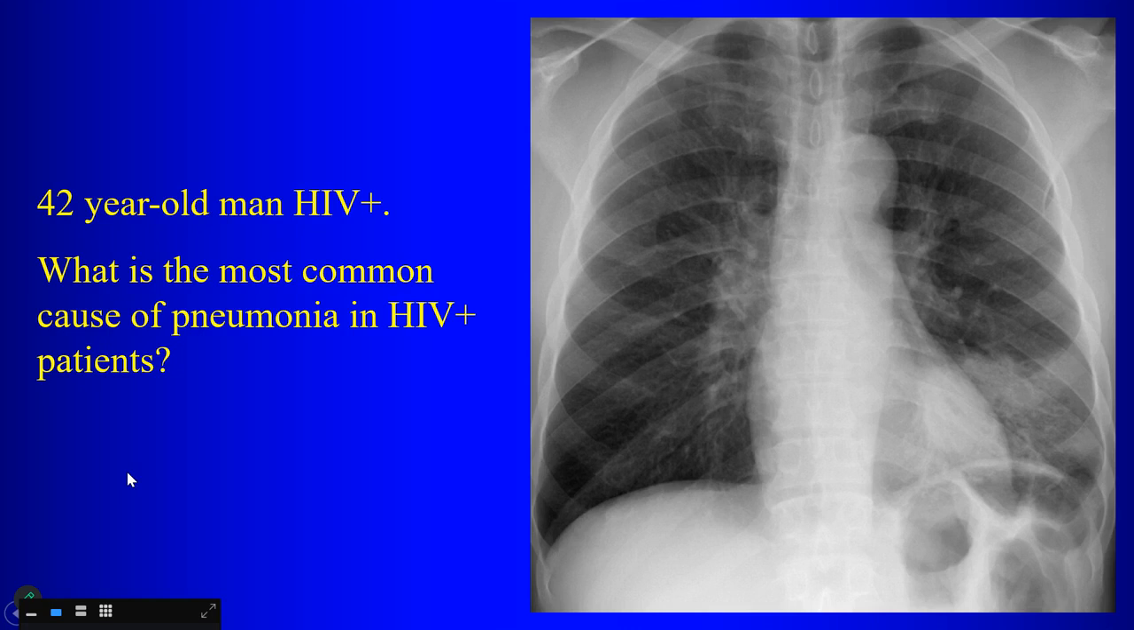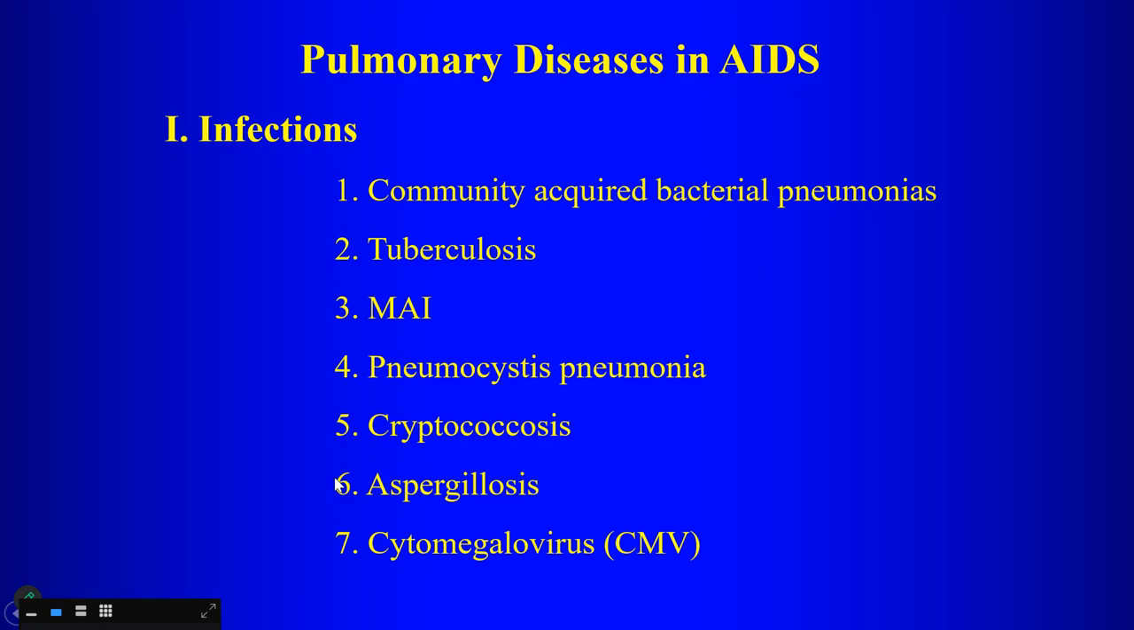So this is a 42-year-old man who's HIV positive. The chest radiograph, of course, shows what? Where? Lower lobe. Yeah, so left lower lobe, looks like left lower lobe pneumonia. What's the most common cause of pneumonia in HIV positive patients? Strep. Yeah, just community-acquired pneumonia. So just strep pneumonia is the most common cause of pneumonia.